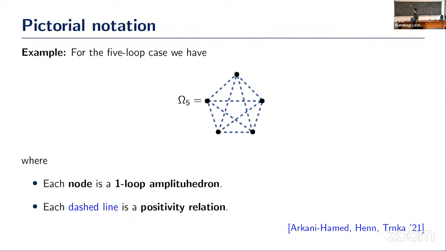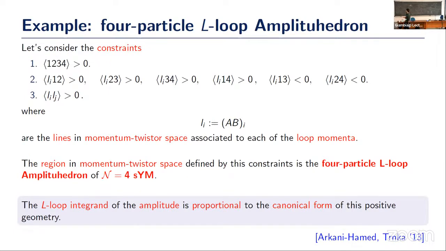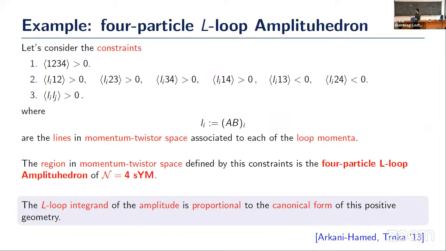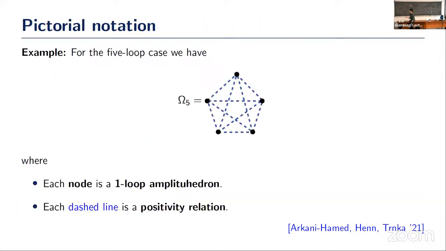Let me introduce this graphical notation that will be useful for what is next. We will be using a node for each one-loop amplituhedron, that is, for the region defined by these first two constraints. And then we will be using a dashed line for each positivity relation between loop variables, that is, for each of these constraints in the last line. So in particular, for example, for the five-loop four-particle amplituhedron, the geometry is given by five nodes where we connect all nodes, for all possible positivity conditions.